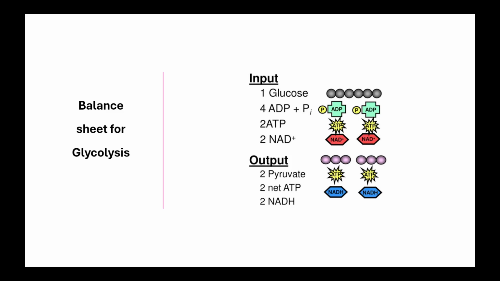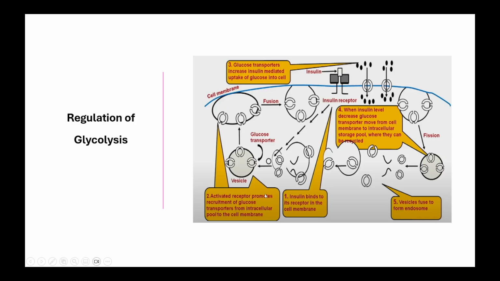Next, the balance sheet for glycolysis. Input: 1 glucose molecule, 4 ADP plus 4 inorganic phosphate molecules, 2 ATP in the preparatory phase, 2 ATP molecules and 2 NAD plus molecules. And output, what we are getting: 2 pyruvate molecules from glyceraldehyde 3-phosphate or DHAP, 2 pyruvate molecules. Net production of ATP is 2 and 2 NADH molecules.